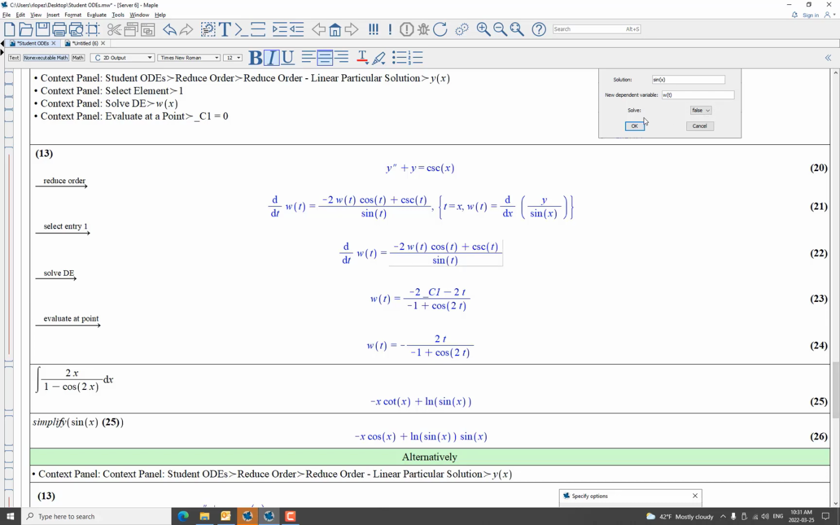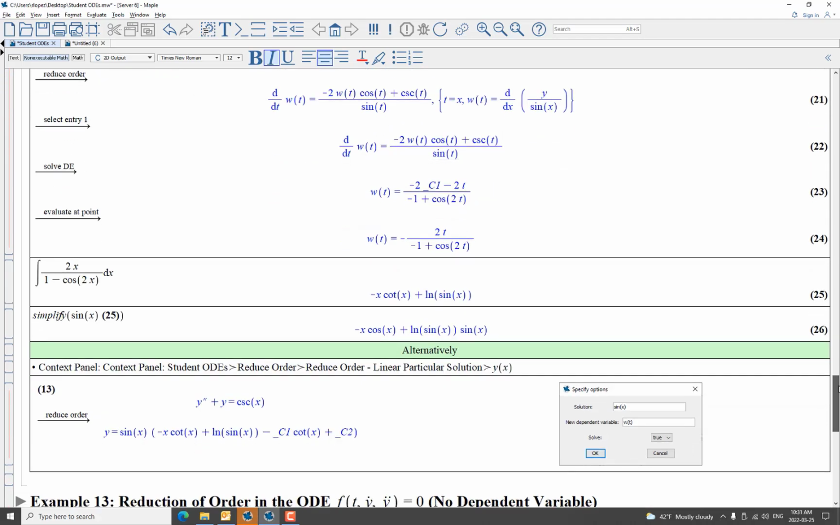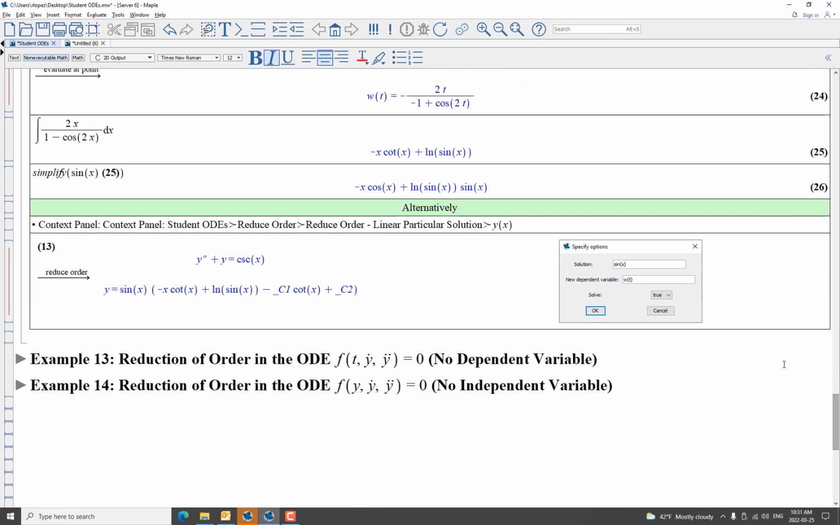And notice here this word solve, and this drop down is set to false. So in other words, don't solve. Let's see the steps of the intermediate equation. If you say true, then when you do this reduction of order step, you will immediately jump from the differential equation to the particular solution.